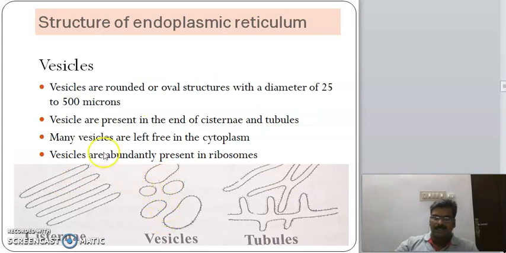The second component is called vesicles. Vesicles are rounded or oval structures with a diameter of 25 to 500 microns. Normally, vesicles are seen at the end of the cisternae and tubules. So these are the cisternae and these are the tubules. Often these vesicles are seen at the tip, as if releasing from the endoplasmic reticulum as free bodies. They are called vesicles. Even vesicles are observed free in the cytoplasm, which tells us that these vesicles are pinched off from the endoplasmic reticulum.